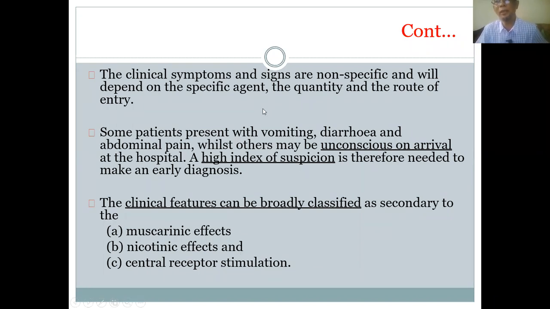So, a patient may come to you with unconsciousness, or he or she may present with vomiting, diarrhea, abdominal pain, and some smell. You can suspect. If you take a proper history from the attendant, then you will get the history that he or she may have taken some substances, and the features are like that. Then you will suspect probably this is a case of organophosphorus poisoning.